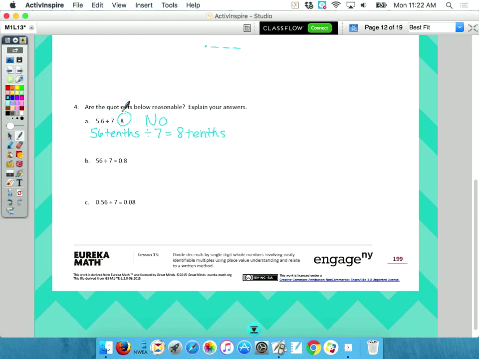Take a look at this one. Rustin says no, I think you're onto something here. Yes. Why isn't this one reasonable? Because there's no decimal. 56 ones divided by 7 equals 8 ones. It needed to be divided by 70. I guess. Now let's take a look at C.